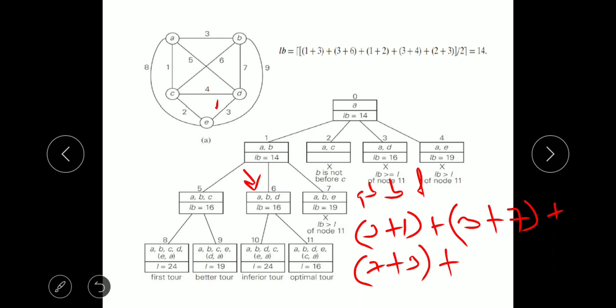after including D into the Hamiltonian cycle, now coming on to vertex C. Vertex C is not included, so just find out two edges that have minimum cost. Its cost is 1 and the other edge with the minimum cost is 2 plus, similarly the same thing happens with vertex E also. So its two minimal cost edges are 2 and 3, add them up. When you sum them up and divide by 2, you get a lower bound which is equal to 16. So this is what has been obtained.